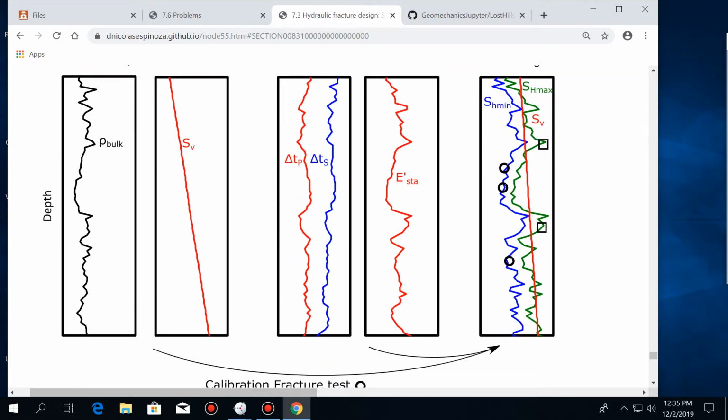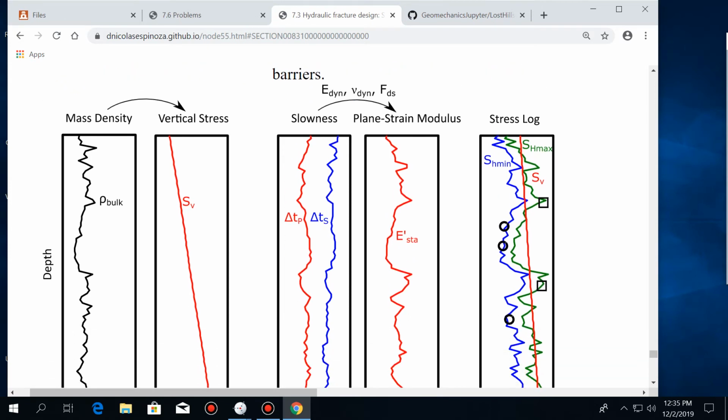How do you calculate those stresses? Does anyone remember? This is something that involves something you already know, and you're going to need to use it again. Okay, let me motivate you a little bit. Who wants extra points? You will have to answer correctly. So what do we use in order to get from here to horizontal stresses?